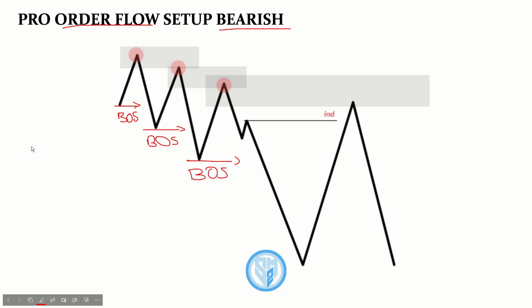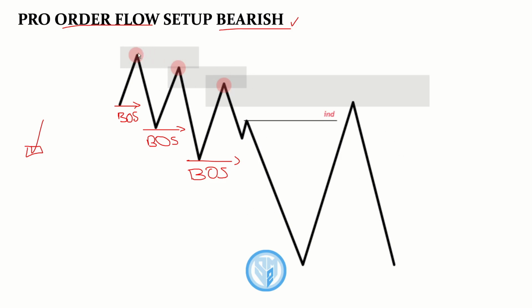This is the first thing that we need to see when looking at pro order flow setups in a bearish market, which is breaks of structure towards the downside. The next thing we need to see is constant mitigation of supply zones. Why? Because in a bearish market, we want to see the sentiment being strong before we get in, and we know it's strong if we are seeing constant mitigations of supply zones, because this tells us that price is mitigating downwards and the desired move is towards the downside.